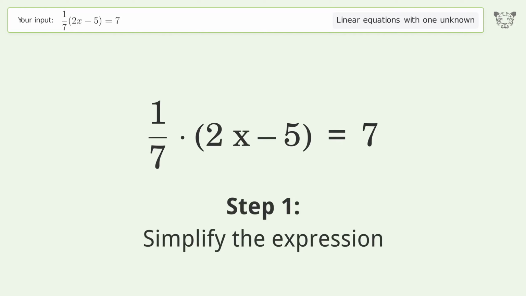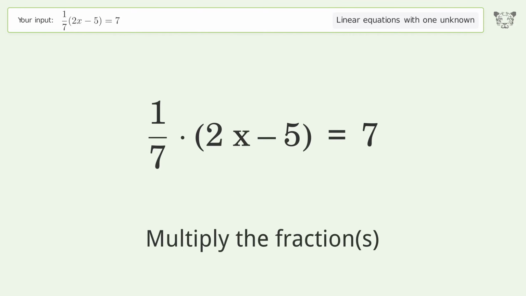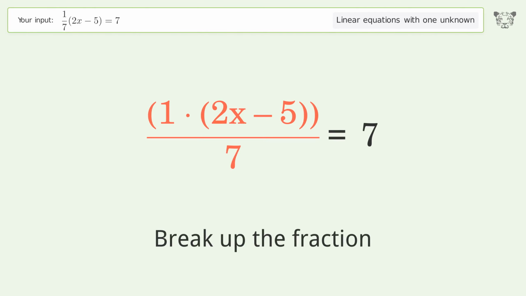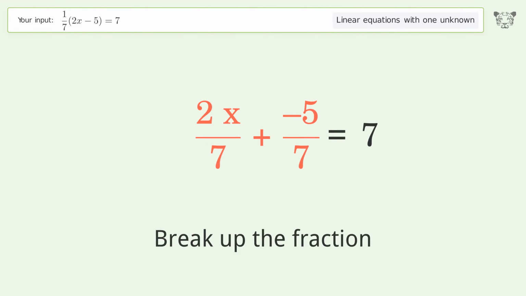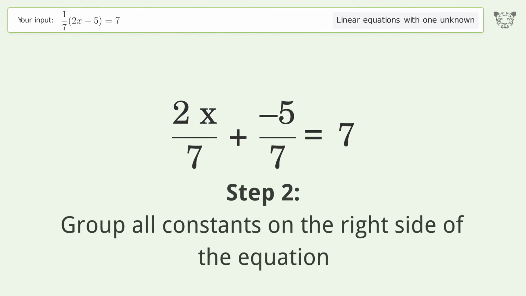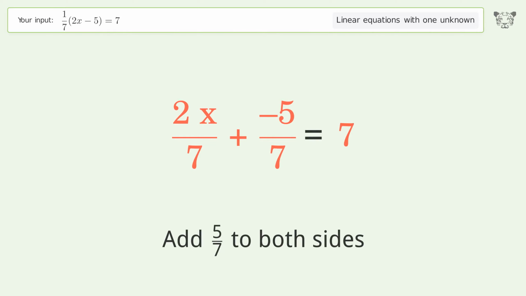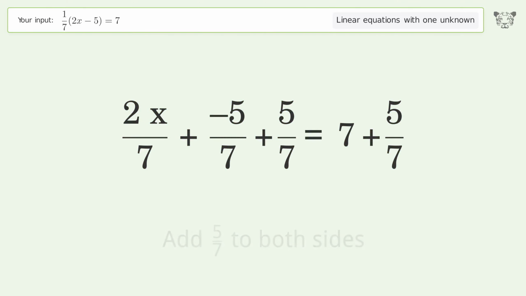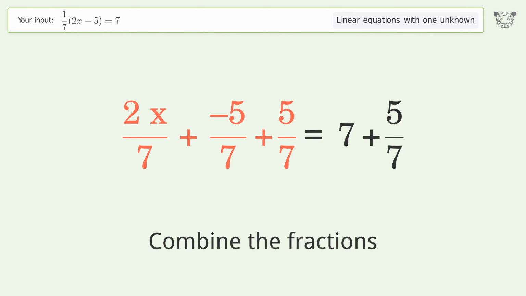Simplify the expression. Multiply the fractions. Break up the fraction. Group all constants on the right side of the equation. Add 5/7 to both sides. Combine the fractions.